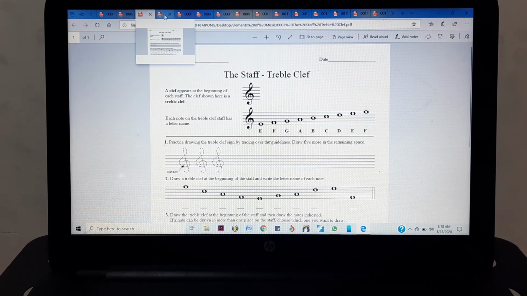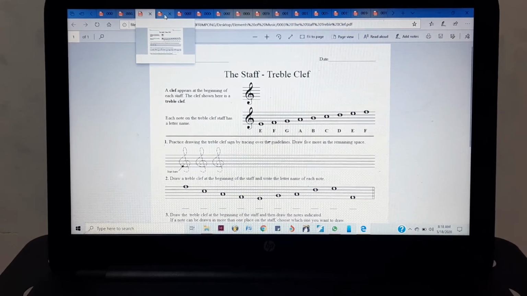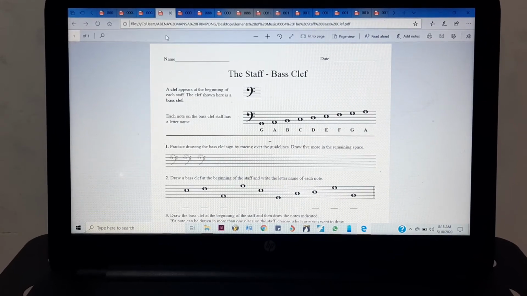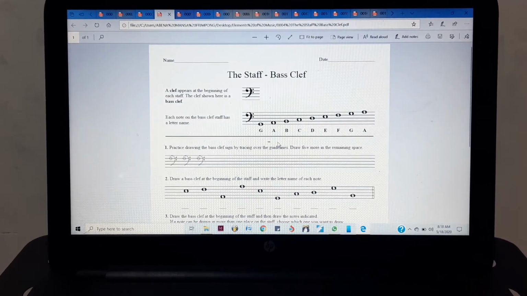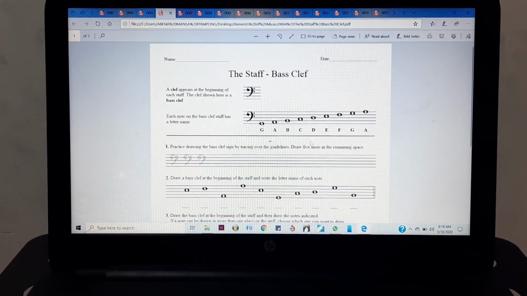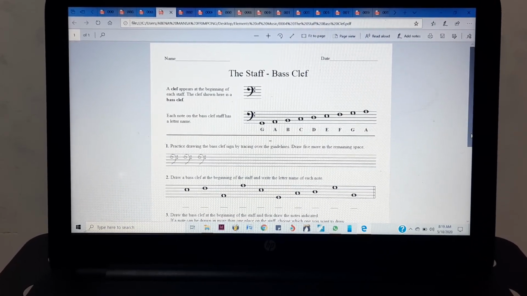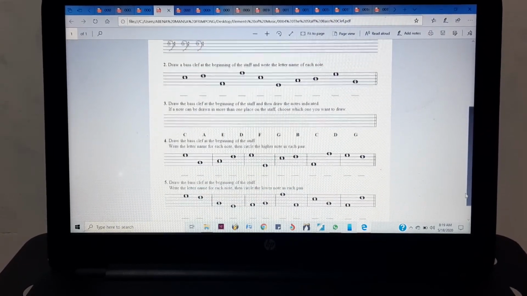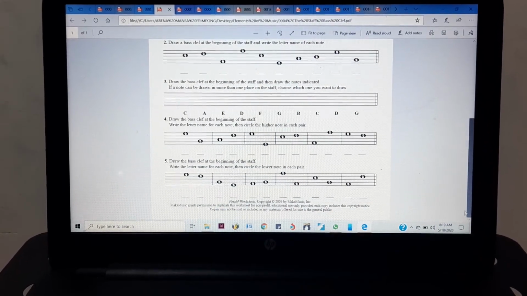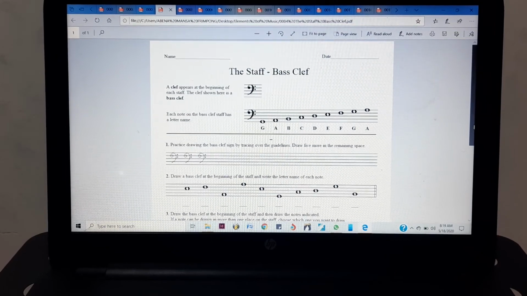Okay, all right, so please kindly check your assignment. This is a fifth exercise, and then you work on it. This is also 5 questions. They are very simple, just the same as the one on the treble clef. So try and get it done.